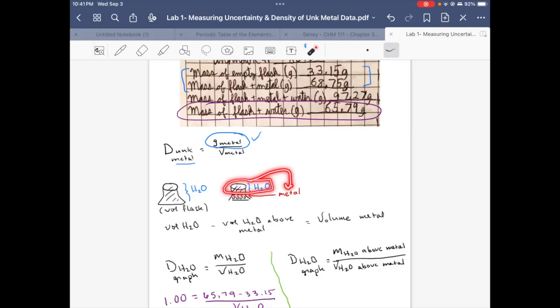So we're going to use those two pieces to find out what is the actual mass of that water above the metal. So we're going to start with that, and we're going to take 1 as the density of water from my graph. You're of course going to use whatever's from your graph. And then we're going to take this mass right here, that is the mass of the flask plus the metal plus the water, 97.27, and subtract from that the mass of the flask plus the metal, which is 68.75.